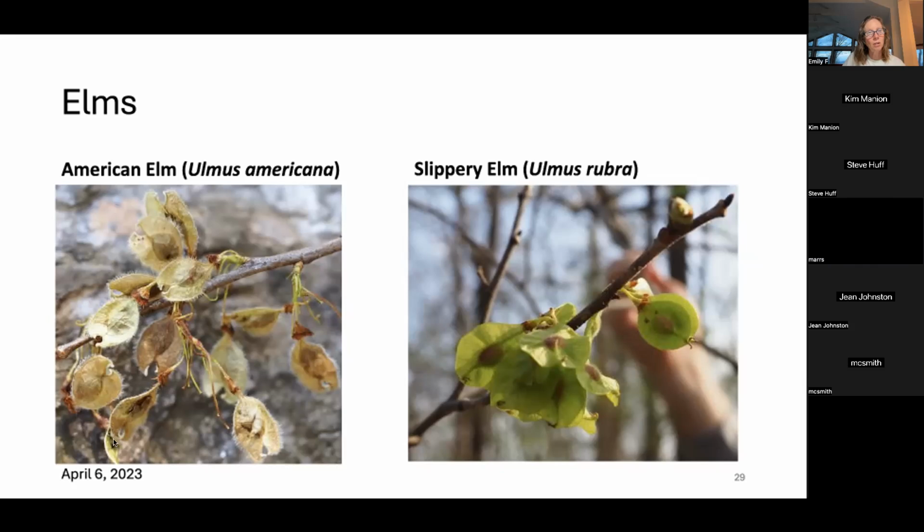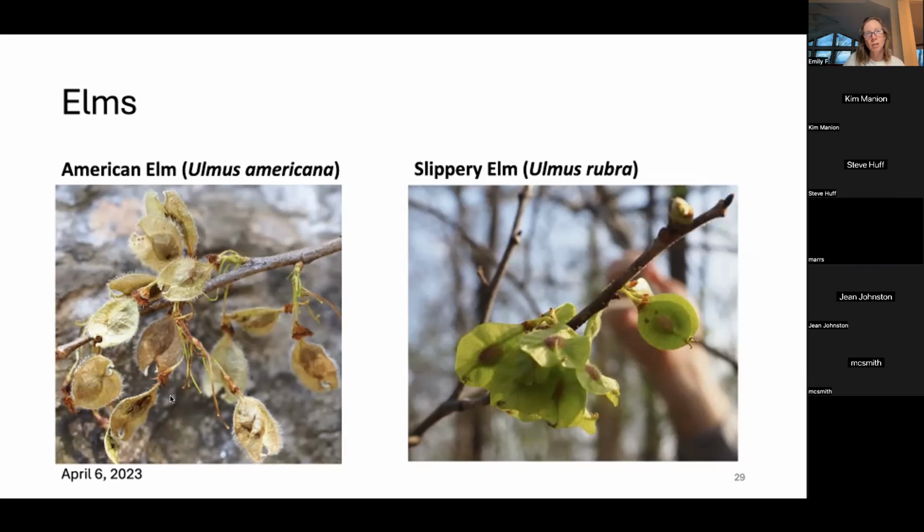So here are the American elm. The American elm samaras often have hairs on them, and they're not completely circular, they're more oblong, and they have a notch at the bottom that's sort of open. It almost looks like a parrotfish with the overbite that's going along and eating the coral.